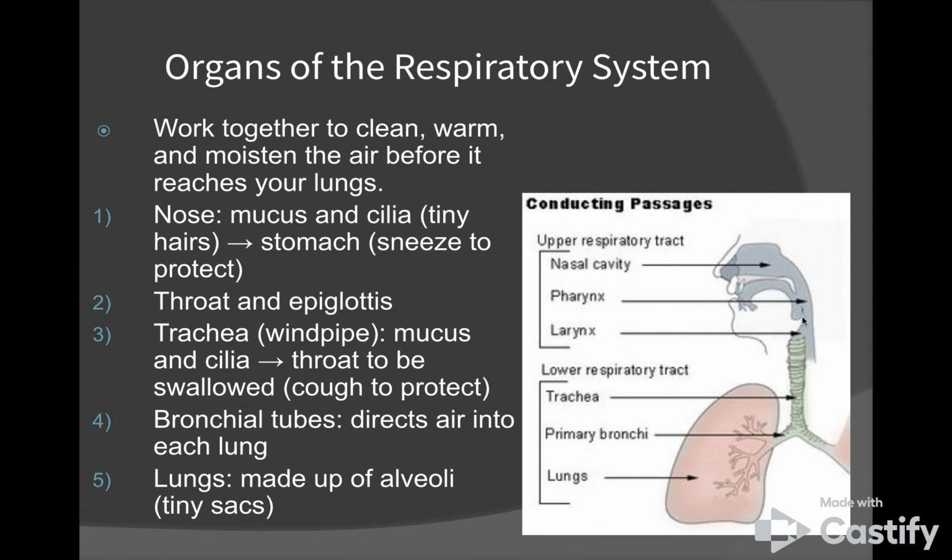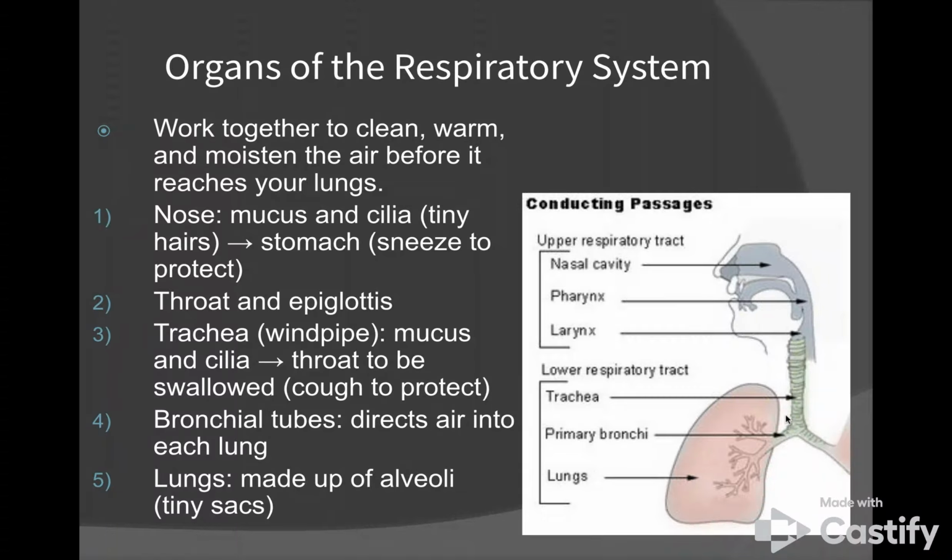Then you go down into your throat. Your throat is also called your pharynx. Basically, it's just a passageway for your air to go down into your lungs. You also have a little flap called the epiglottis. This is your trachea or your windpipe. This is where mucus and cilia again trap the yucky stuff and move it up. We either cough or we swallow it, because we don't want anything down in our lungs that shouldn't be there. It will make you very sick.